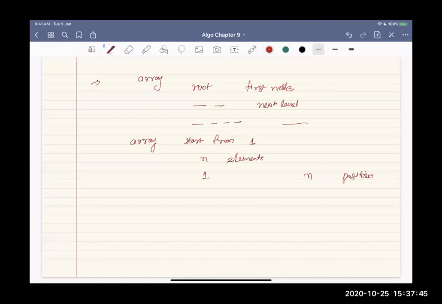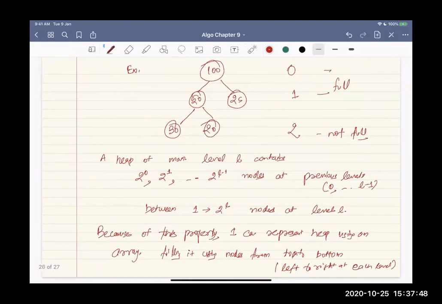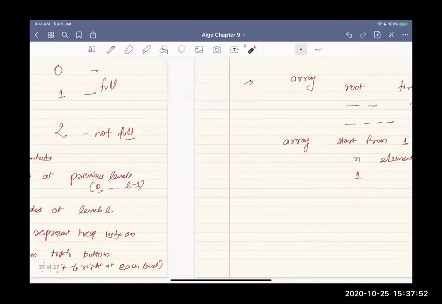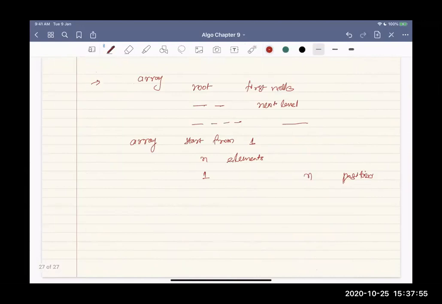So go back to your previous heap. How will you fill it? 100, 50, 25, 30, 20. You can still use the notation where at index 0 you don't put anything, and from index 1 you keep on putting. So 1 to 5 in this case, but that is up to you.